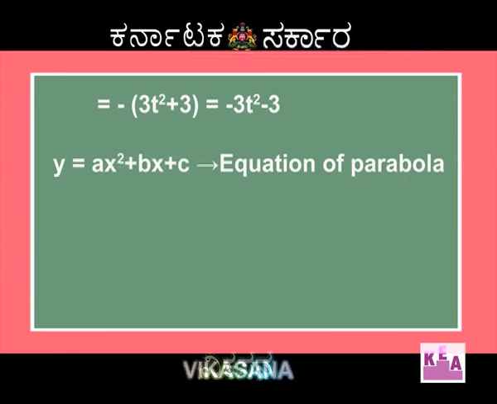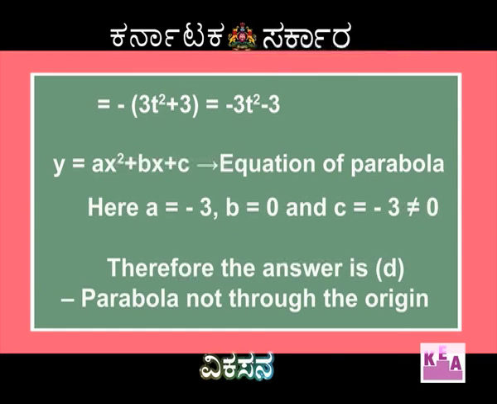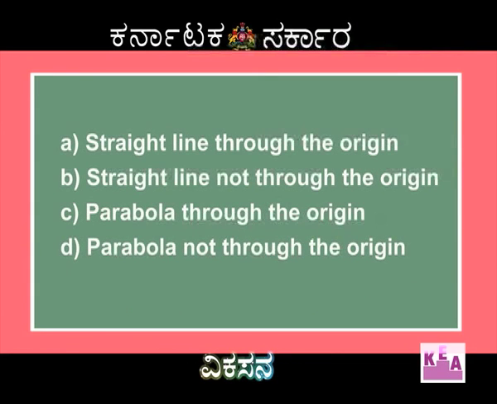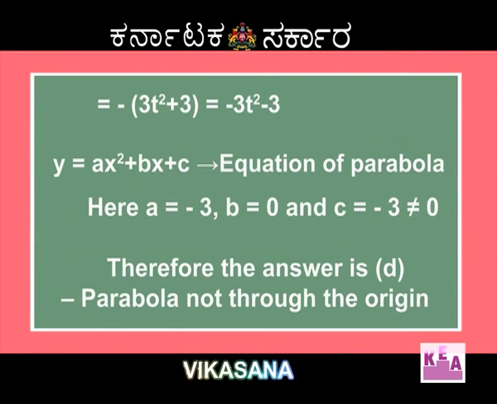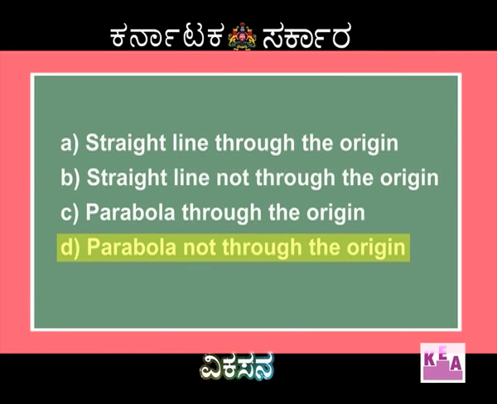You are plotting this along the y axis, time along the x axis. This is of the form y is equal to ax square plus bx plus c, with a is equal to minus 3, b is equal to 0 and c is equal to minus 3. As you can see here, this is the equation of a parabola. Therefore, answer A and answer B can't be right because they say that the graph is a straight line. Next, c is not 0. Therefore, the curve does not go through the origin. Therefore, the option is parabola not through the origin. The option is D.